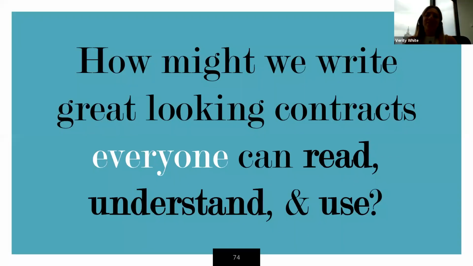So I encourage you to keep in mind this philosophical mindset of creating contracts that everyone can read and understand and use.